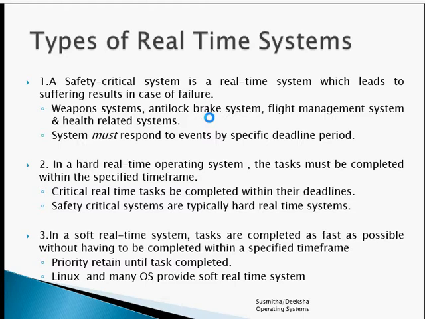Hard real-time systems: the task must be completed within the specified time frames. Critical real-time tasks must be completed within their deadlines. Soft real-time systems: tasks are completed as fast as possible without having to be completed within a specified time frame.